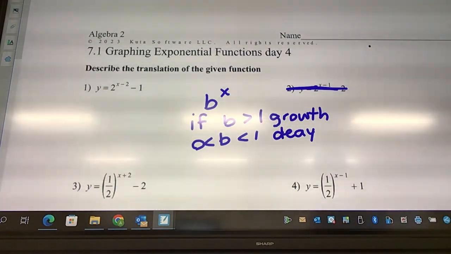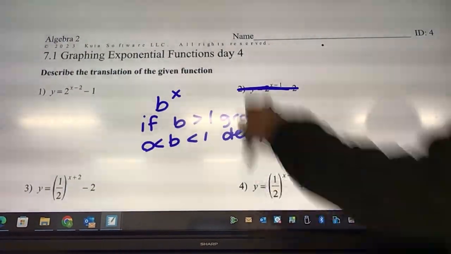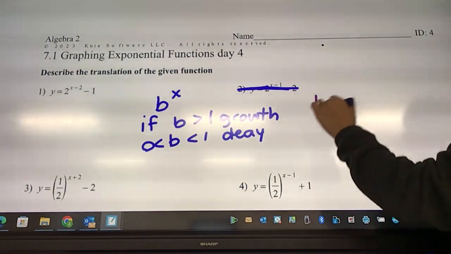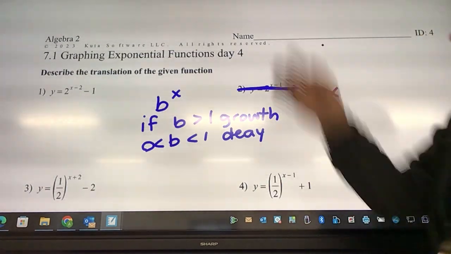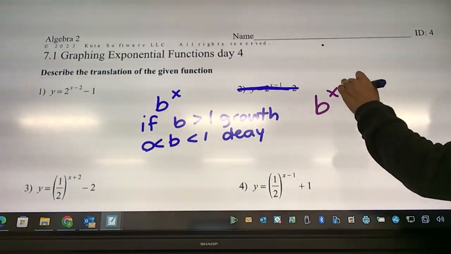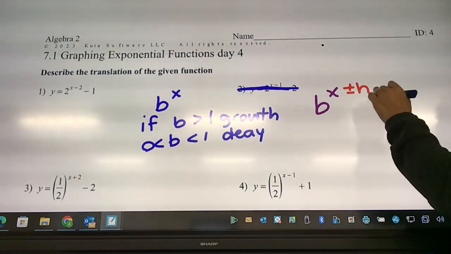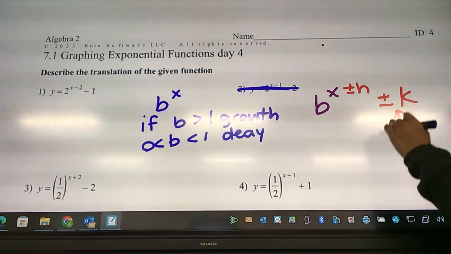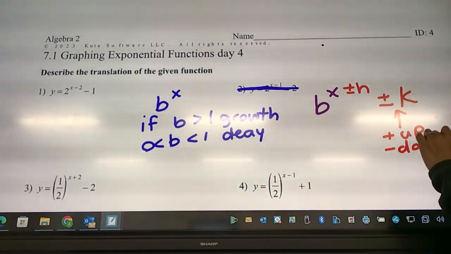Obviously we have some stuff on the outside of it. So I'm going to write the gist of it. We have b to the x for sure, and that's our basic function. Now, a number here, this is going to be plus or minus k. Now that looks really complex. Whatever number is here, if it's a plus, that means our function is going to go up. If it's a minus, it's going to go down.